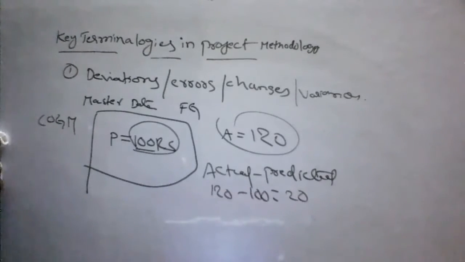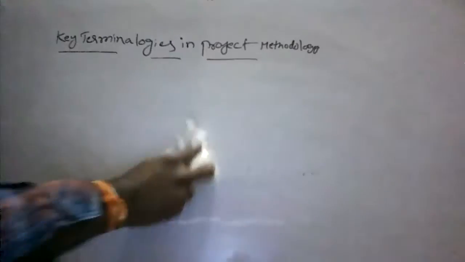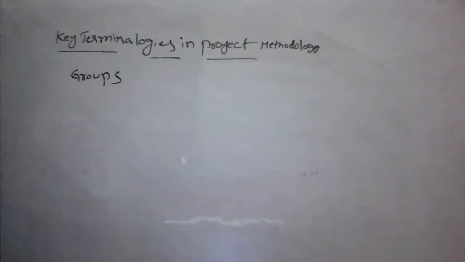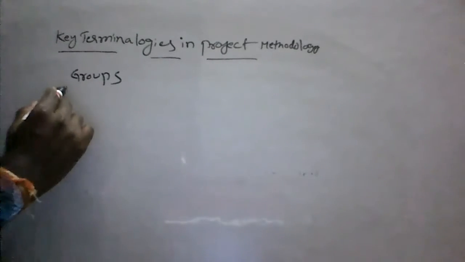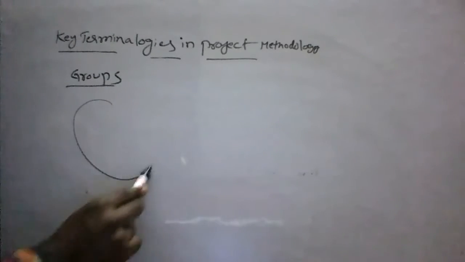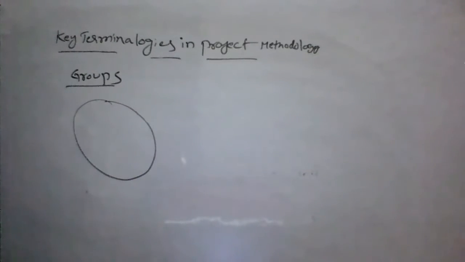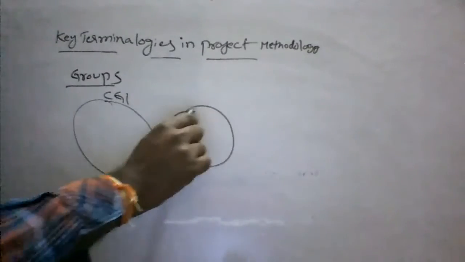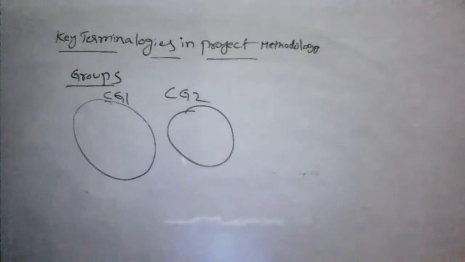Now let's take the second one, which I am going to explain: groups. Groups is nothing but making similar characteristics into a similar or single group. Let's take a customer group. The grouping of customers of similar nature or characteristics into customer group one, CG1, and another type of people is customer group two, like this. I am making such groups as per the characteristics or behavior of the customers.